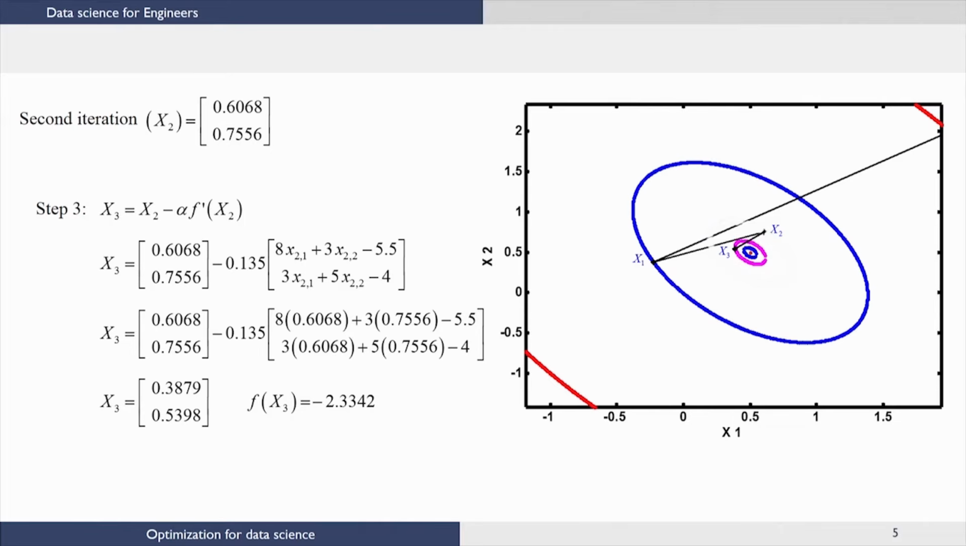So, one more iteration. You can simply follow through these steps. Same thing here: x 2 from the previous slide, and the new x 3 value is x 2 minus alpha times the gradient. Now, again the gradient is evaluated at the new point and the alpha remains the same.